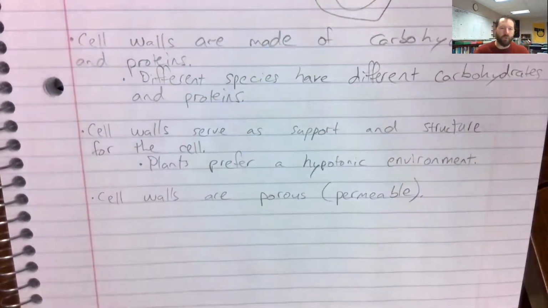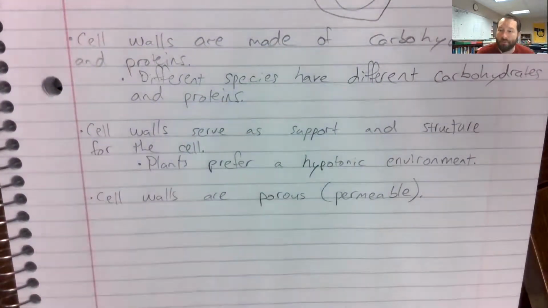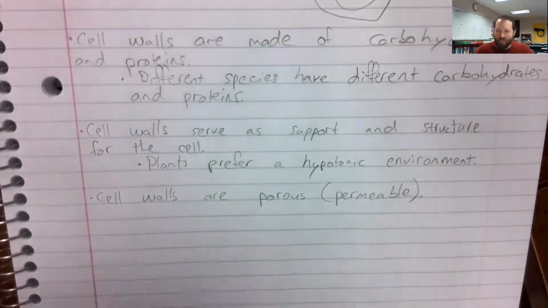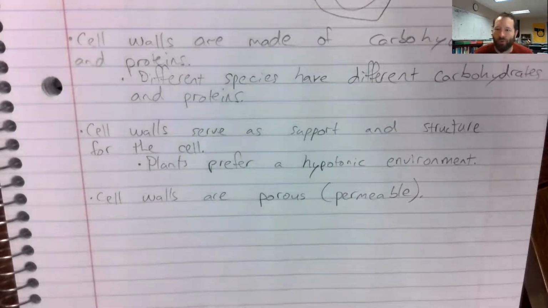All right, final note here. Cell walls are porous, and these are filled with holes. So yeah, you got these long chains of carbohydrates kind of wrapped around the cell. That's virtually what the cell wall is, but it's not airtight. It's not packed so tightly that things can't get through.